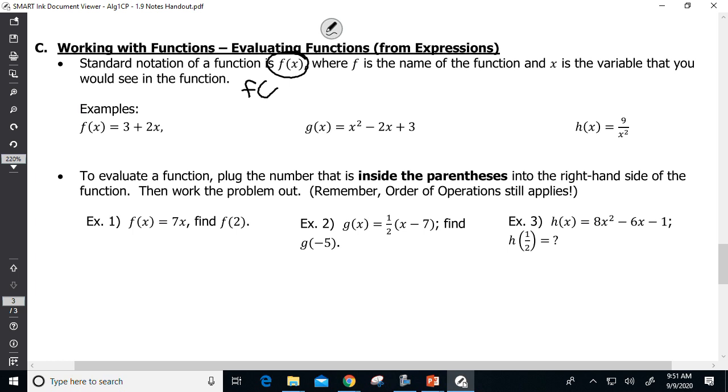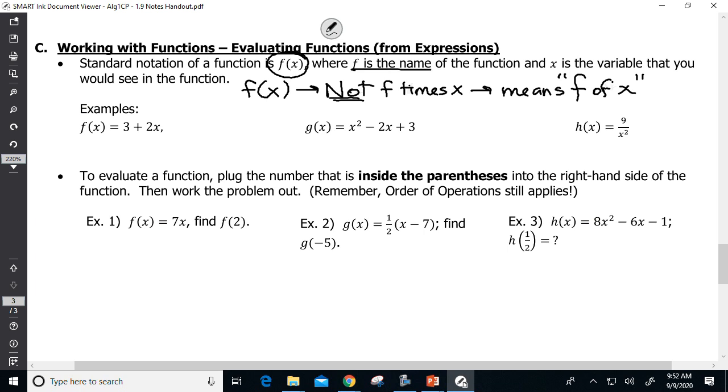So f parentheses x is not f times x. That's not what it means. This means f of x. Since you're intelligent, I want you to be able to say it correctly. So f times x is not valid. F of x. F is the name of the function. X is the variable that you would see in the function. F is the name, x is the variable.